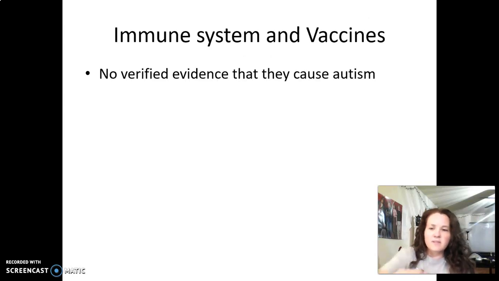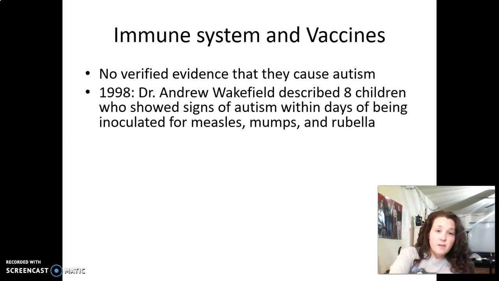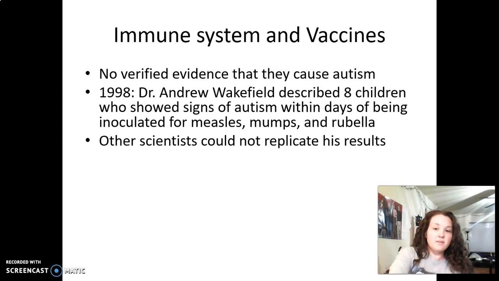All right, let's talk about vaccines and autism for a minute. There is no verified evidence that vaccines cause autism. So here's where that little wives' tale came from. In 1998, this guy described 8 children only, who showed what he thought were signs of autism within several days of being inoculated with a vaccine.